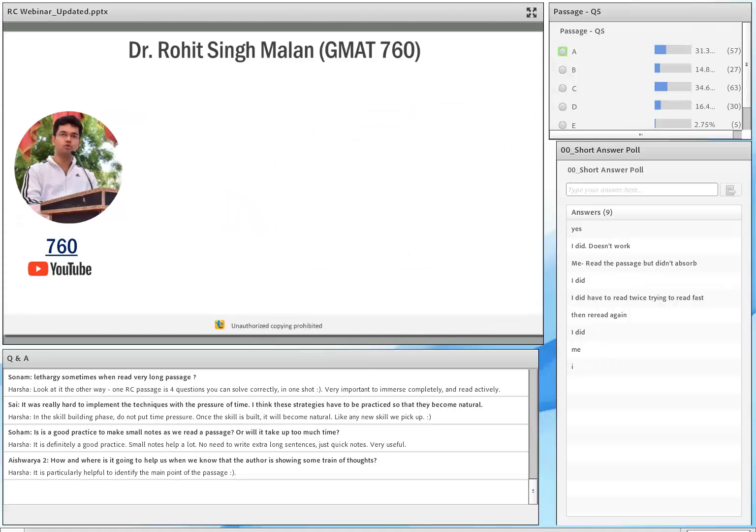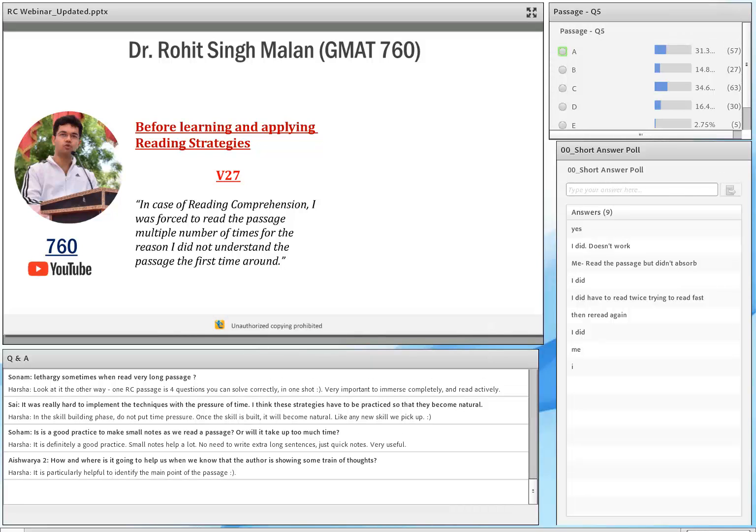Here's a guy, Rohit Malan, who scored 760. He'll be joining Kellogg. He actually also got a scholarship. He's a medical doctor by profession. And he scored V27 in his first attempt. And when he scored V27, he said, in case of reading comprehension, I was forced to read the passage multiple times because I didn't understand it the first time, as you guys have said. And he says after he learned all of those reading strategies, the need to read passages repeatedly in both CR and RC went down significantly.